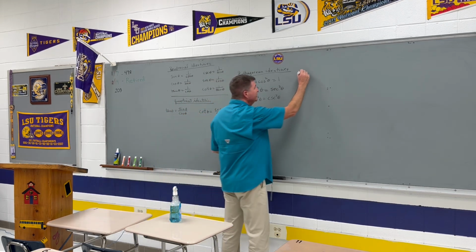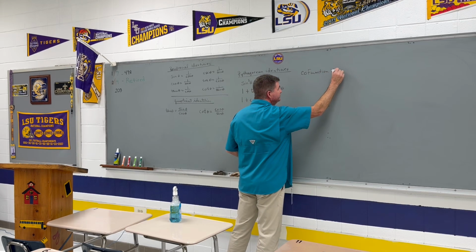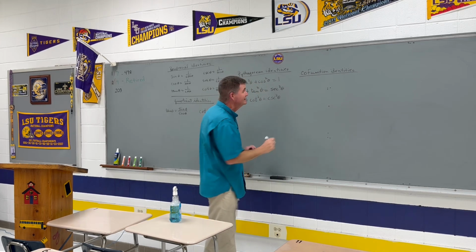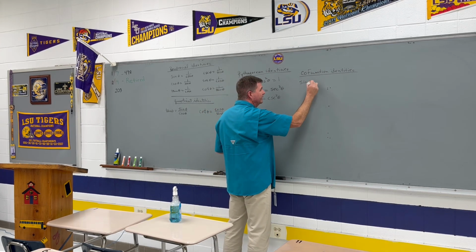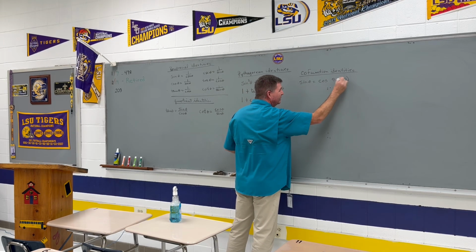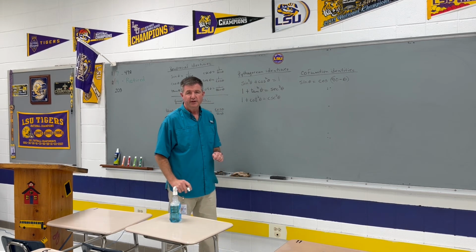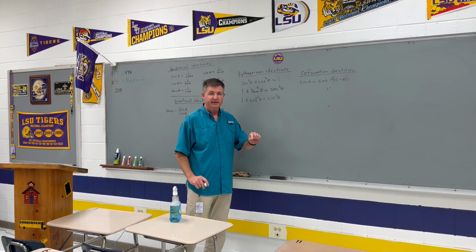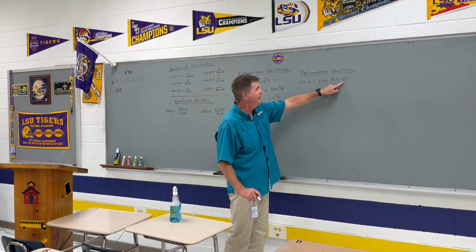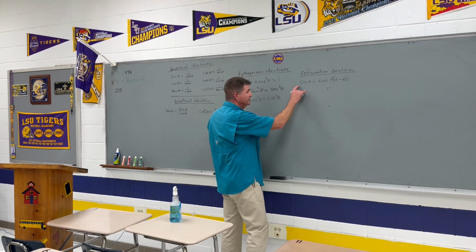And then finally, we have the cofunction identities. And that says that the sine of theta is equal to the cosine of 90 minus theta. When we did the unit circle, you notice that the sine of 30 degrees was 1/2, and the cosine of 90 minus 30, which was 60 degrees, was also 1/2. So that's what it is, the cofunction identities.